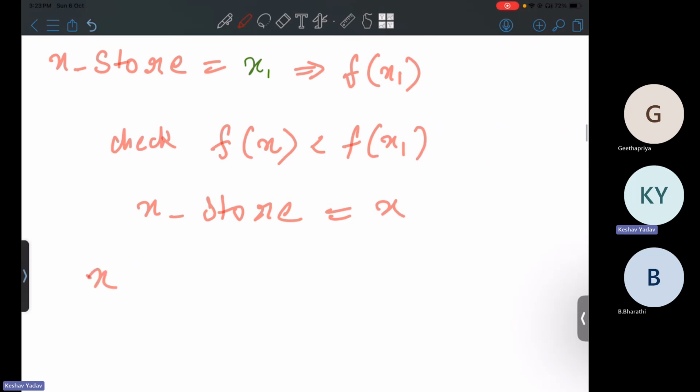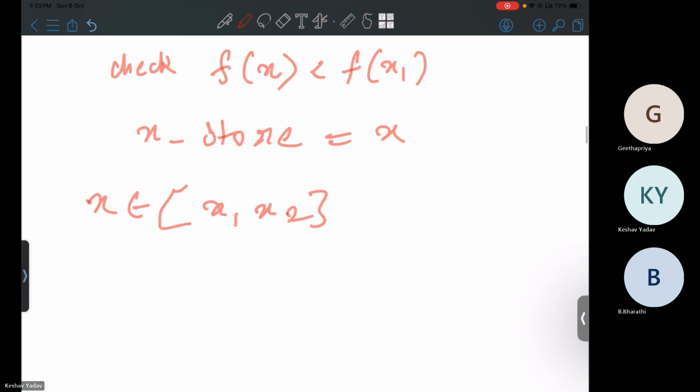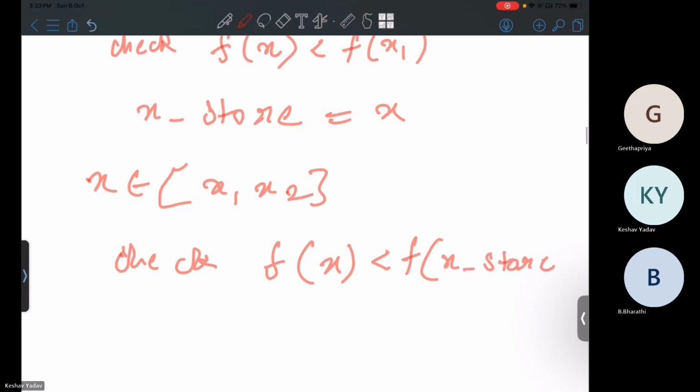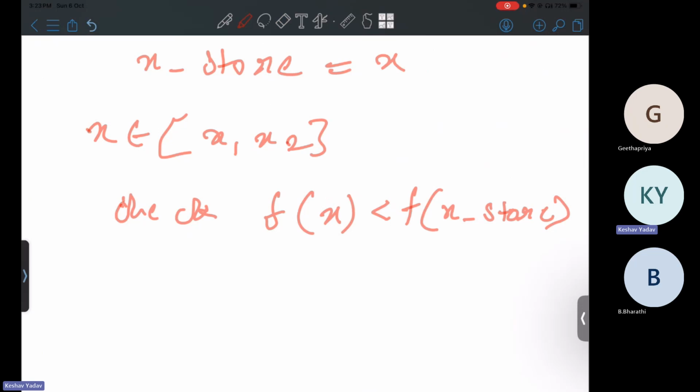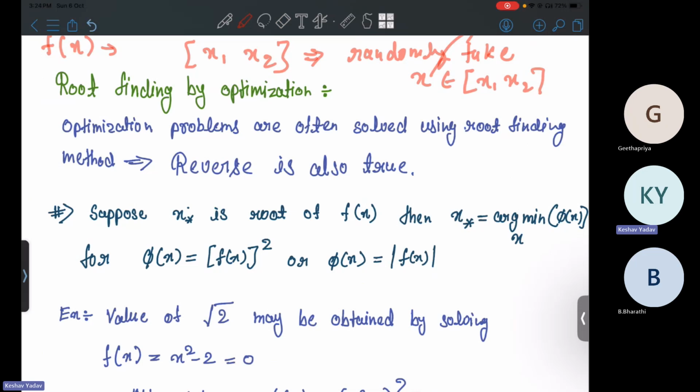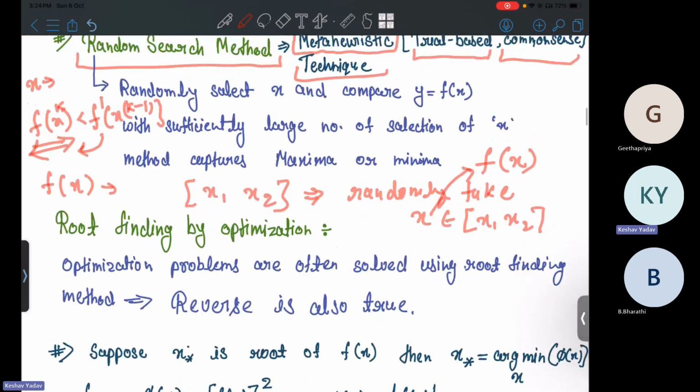Again, I will choose x randomly from x1 and x2. Then I will check f of x. If this is less than f of x store, then I will replace x store with x. Like that. So this is the random search method to solve the unconstrained 1D optimization problem.